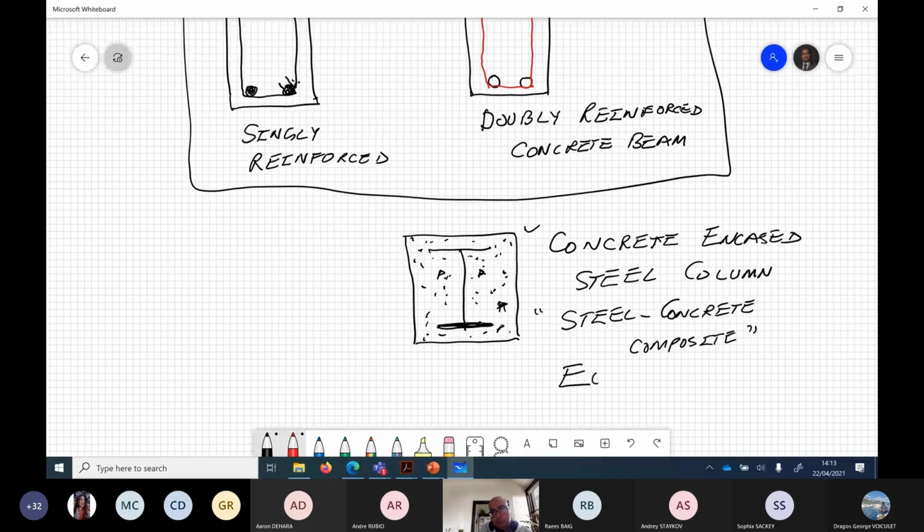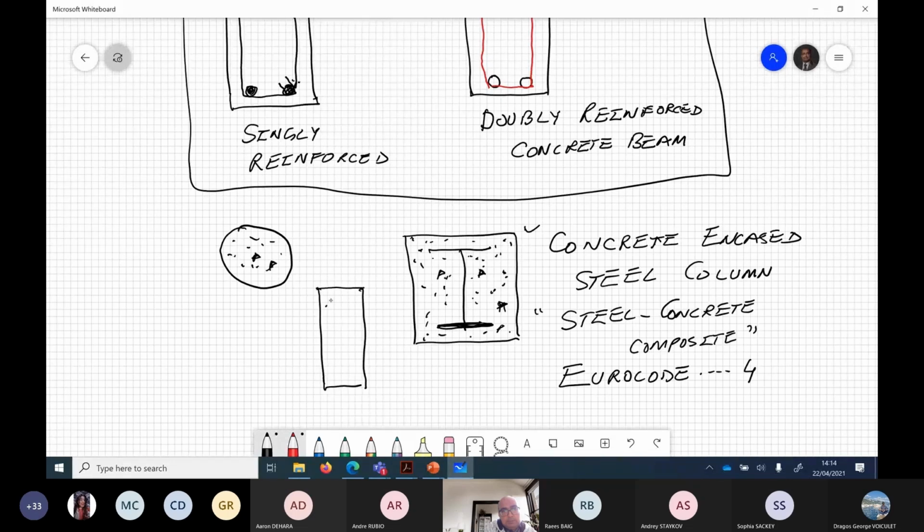We use Eurocode 4. Eurocode 4 is for steel concrete composite structures. So in this kind of composite structure, you can have steel circular sections with concrete inside, or you could have rectangular hollow sections, rectangular steel sections on the outside, and inside it is filled with concrete. These are termed as CFTs, concrete filled tubes. And you can design them using Eurocode 4. So there is a complete guide for designing these elements.